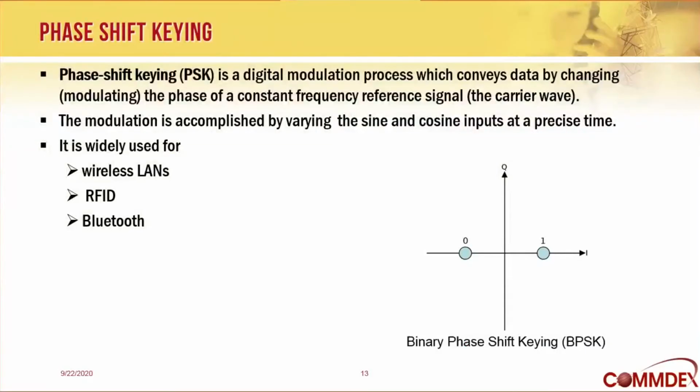Phase shift keying. The simplest form of phase shift keying is where we only have 2 phase shifts, and 2 phase shifts is called binary phase shift keying. And the constellation diagram only has 2 data points on it because each data point only represents 1 bit.